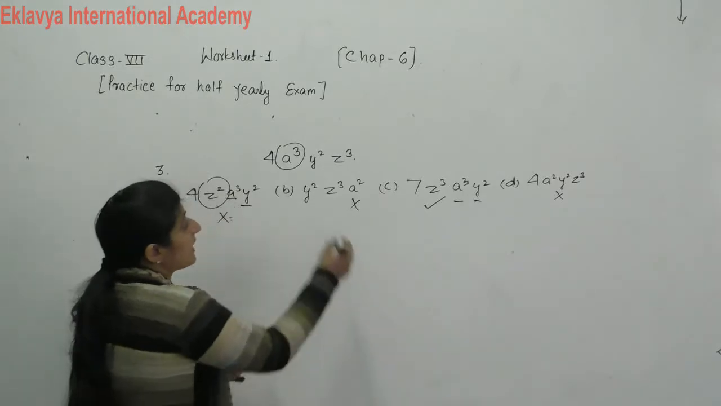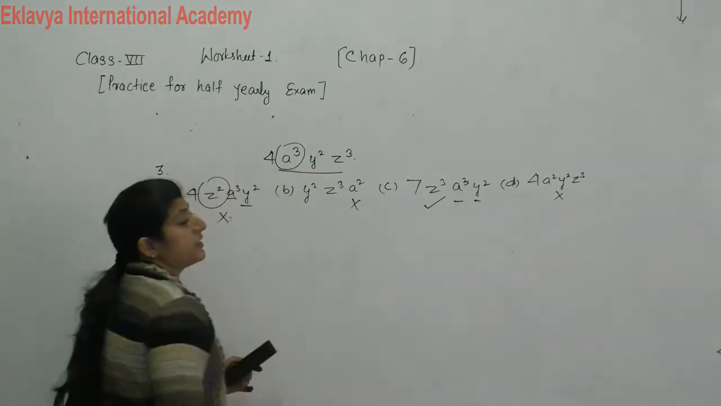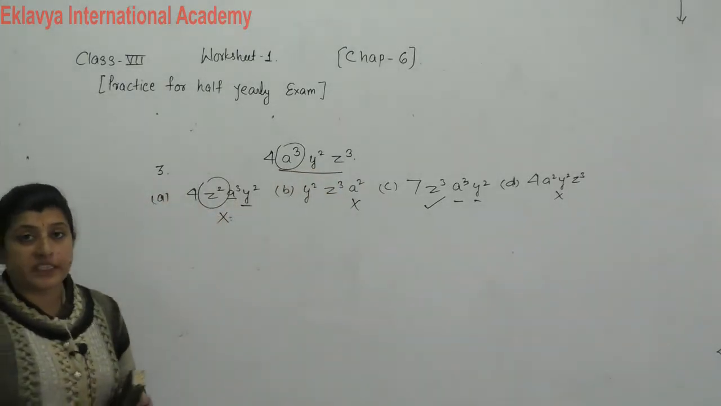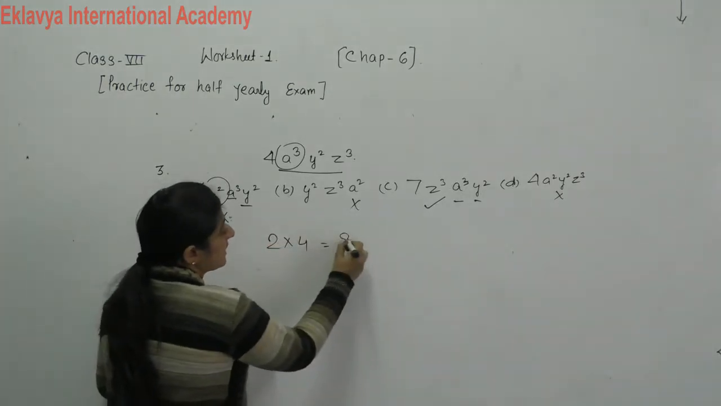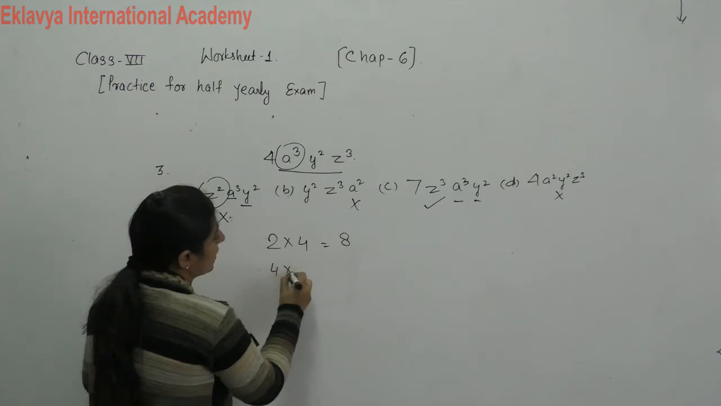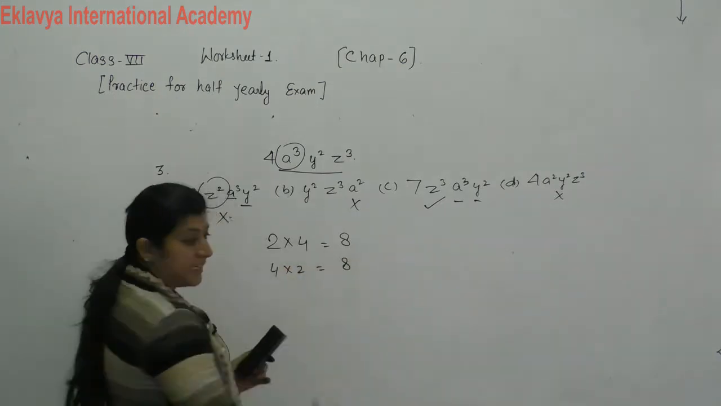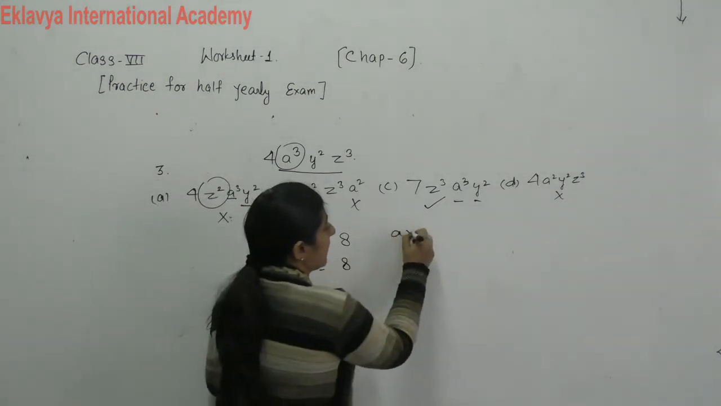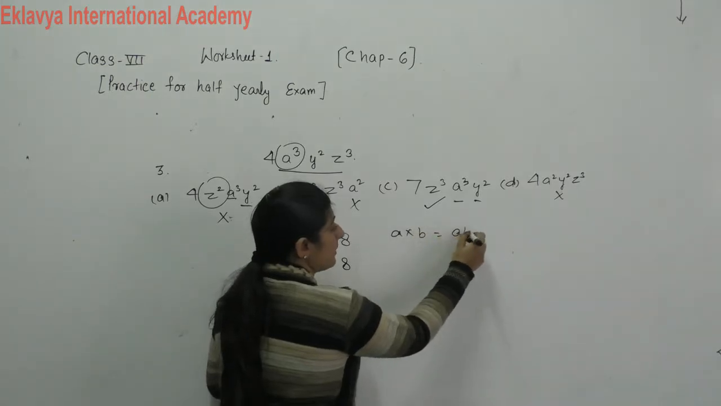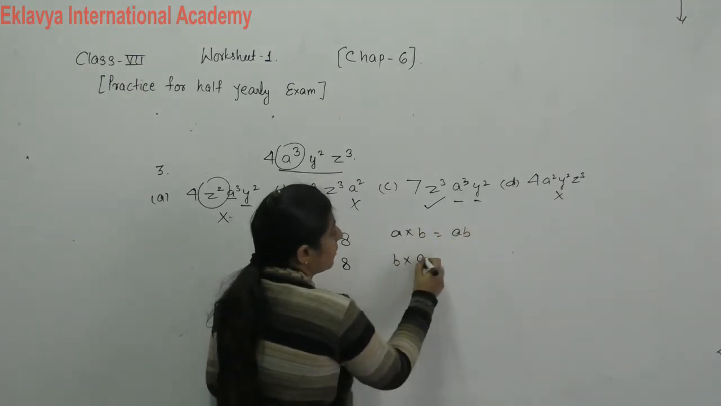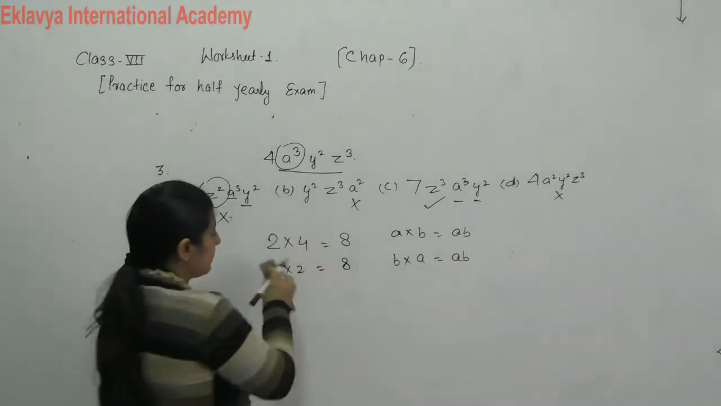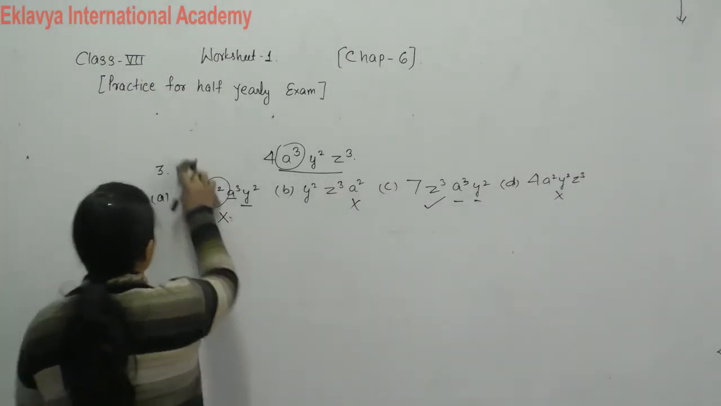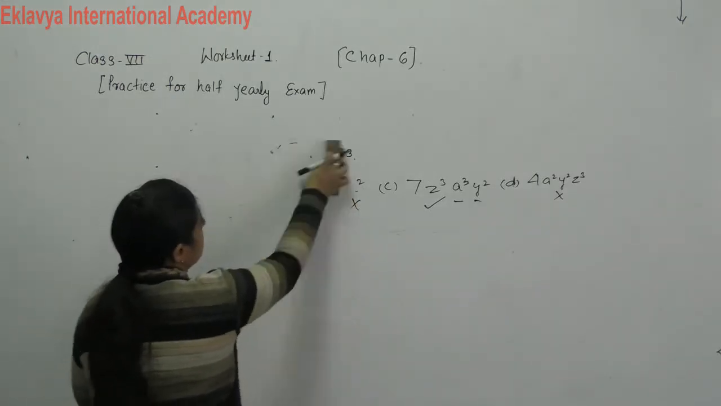It doesn't matter what the sequence of these variables is in multiplication. Because if you write 2 into 4, it is equal to 8, or if we write 4 into 2, it is also 8. You can write A multiplied by B as AB, and you can write B into A, and that is also equal to AB. See the next question now.